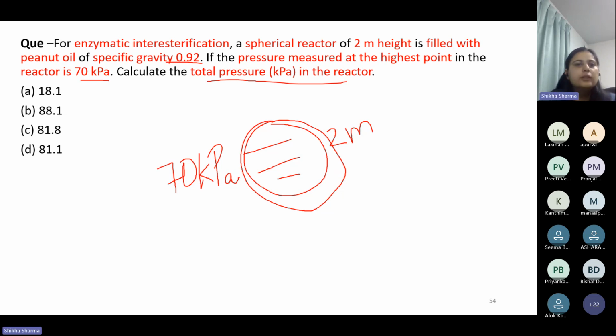So how can we convert this specific gravity into density? How are specific gravity and density correlated? How can we convert? Anyone? Please, anyone can share their opinion. Conversion of specific gravity into density.